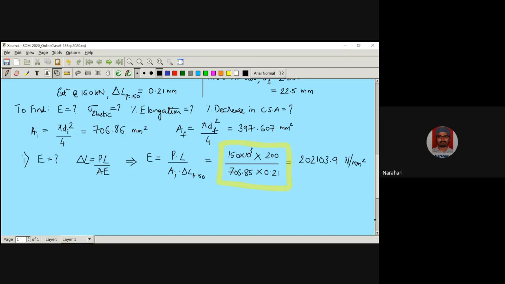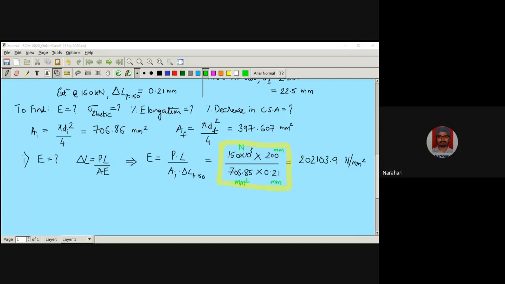150 into 10 to the power 3 is in newtons, 200 is in millimeters, 706.85 is in millimeter square. Let me write it out. I think if I write it, it will be easier for you. I'm going very slow. This is not the usual pace at which I solve problems, but because this is the first problem, I am taking time. So it is Newton, then 200 is millimeters, then this is millimeter square, this is also millimeter.